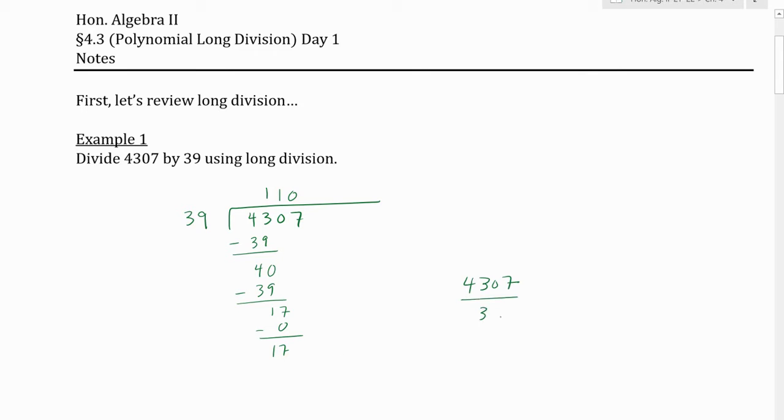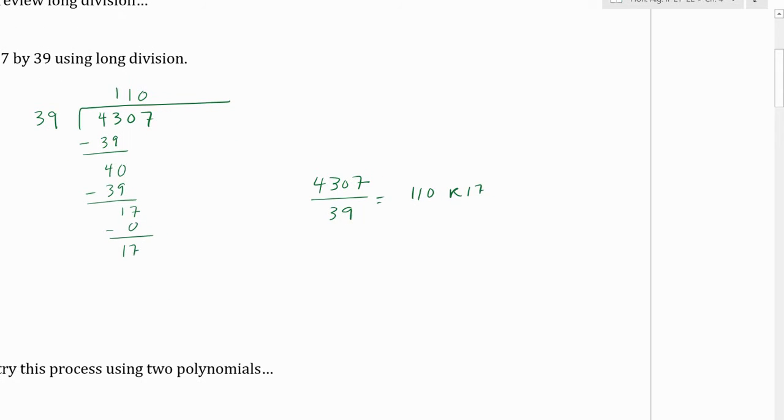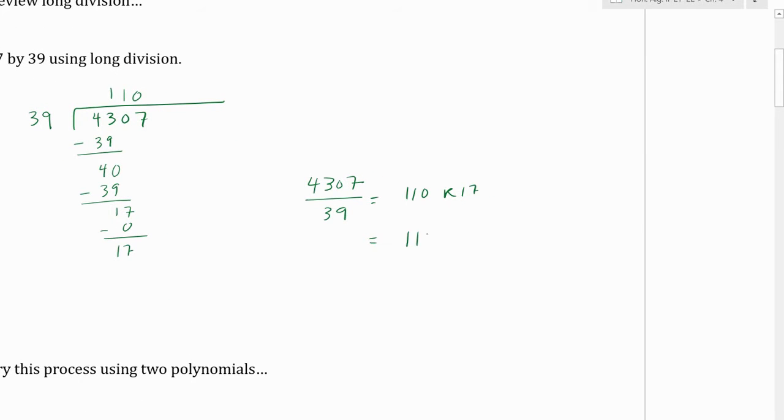4,307 divided by 39. Now, when y'all were first little kids, you would have said that was 110 with a remainder of 17. Okay, and then eventually you got to a point where you were like, oh, I can write that as a mixed number. It's 110 and 17/39. But what we're hoping that y'all realize is mixed numbers are just 110 wholes plus 17 of the 39 added to it. Okay, so that's the idea that we're going to need to use today.